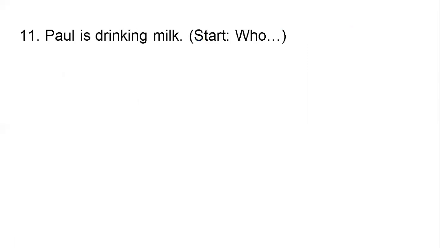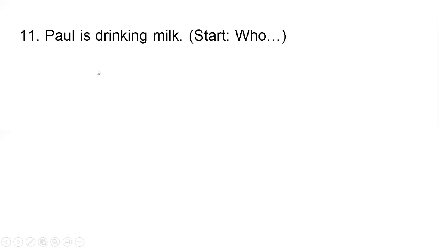Let's see if you can try this one. It's a very easy one. Paul is drinking milk. Just four words in the sentence. Now I am saying start with who. If you start with who, what will your one word answer be? Think of that first and then remember that you are going to leave that word out. Okay? And now think whether you're going to interchange these words or not. Done thinking? Now let's see if you got the answer right.